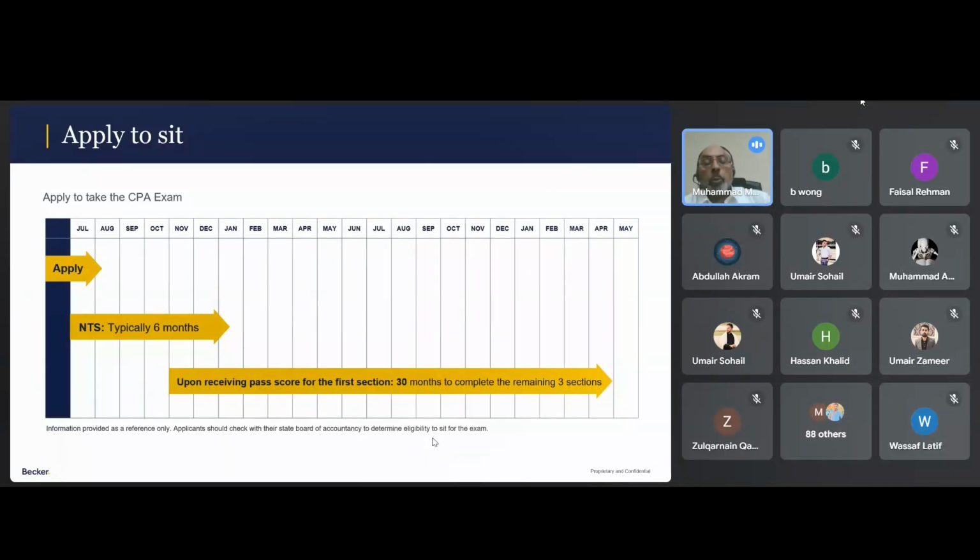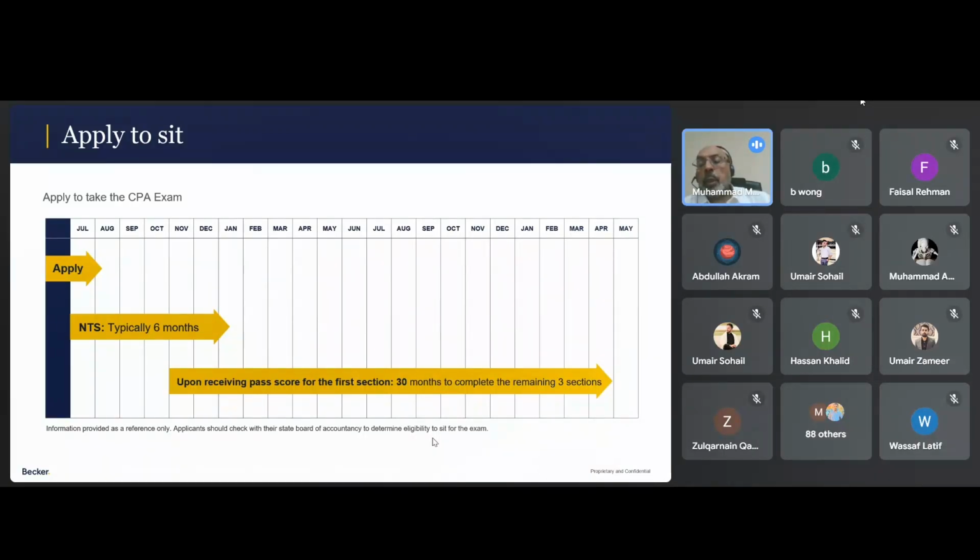Okay. Once you pass one module, there are four modules, and Mr. Ben Wong will be covering that. Once you pass one section, you have to pass the other three also within 30 months. Otherwise, the first one you passed will expire. What you pass earliest will expire after 13 months. It used to be 18 months. Good news is now it is 30 months.